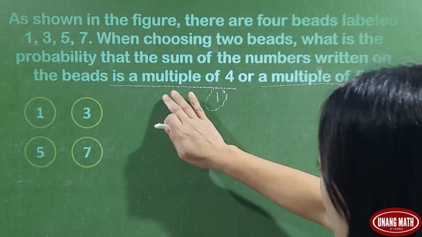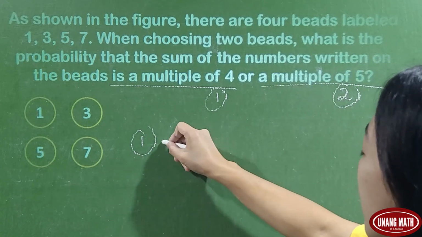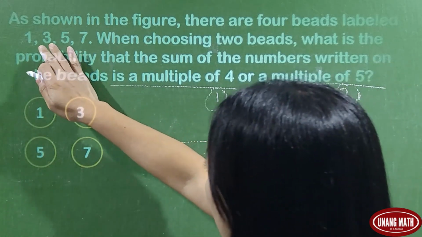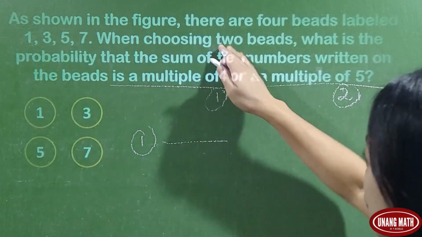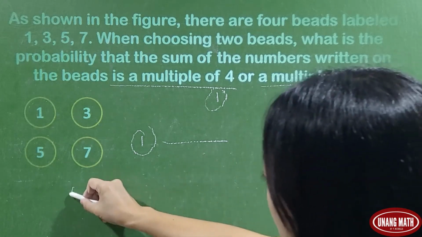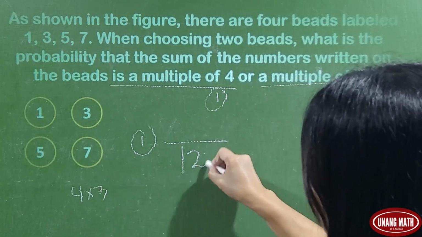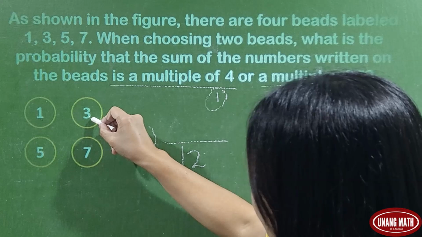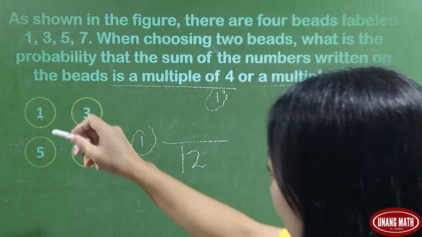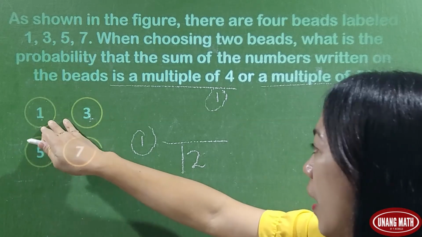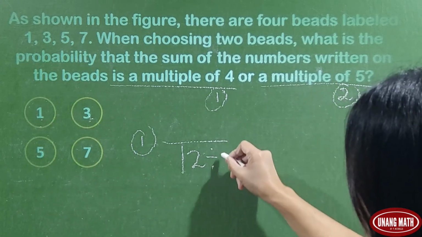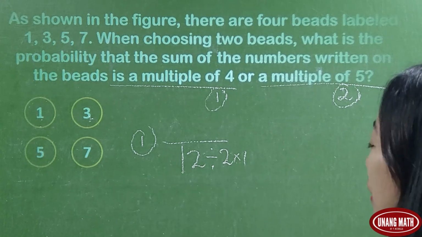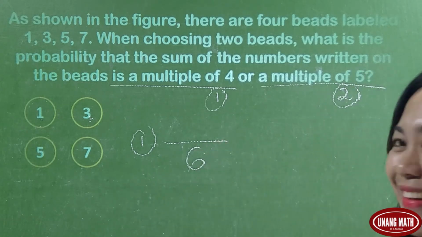What would be the probability in our first event? For the total possible outcomes, since we have 4 beads, 1, 3, 5, and 7, and we are going to choose 2 beads, that would be 4 times 3. So this is now 12. But 1, 3, and 3, 1 are repeated outcomes. So we need to divide this by 2 times 1. So the total possible outcomes now is 6.